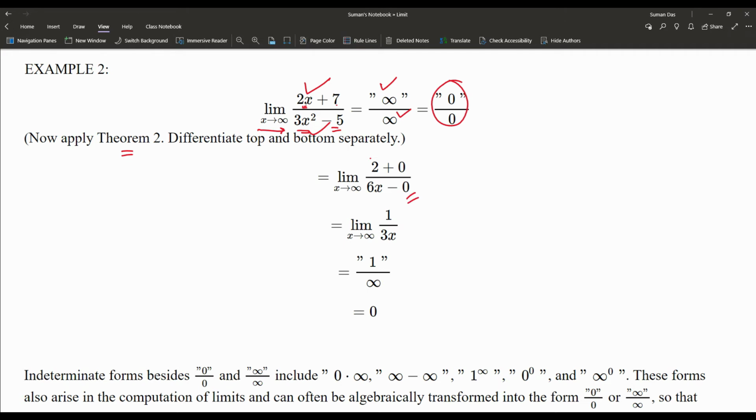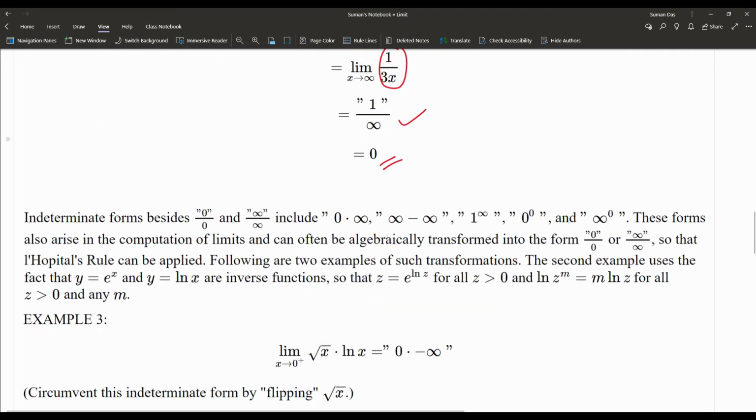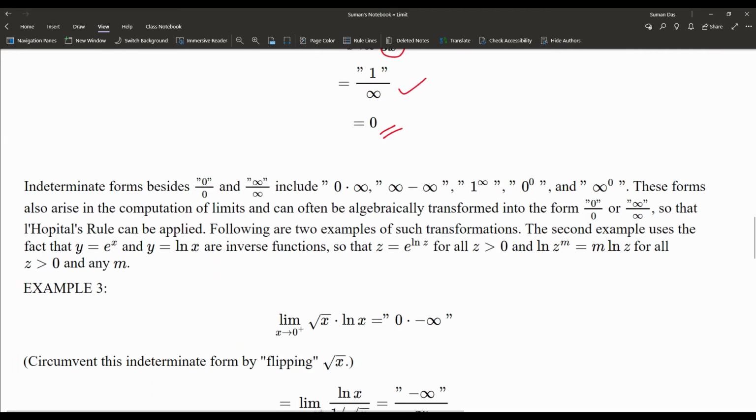Now put the value of x as infinity here, that is 1 minus 3 into infinity, or 1 by infinity, and the result we are getting is 0. Now check where we should or where we can use L'Hopital's rule.